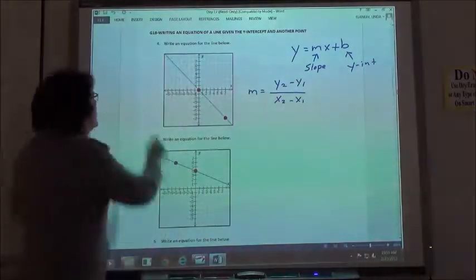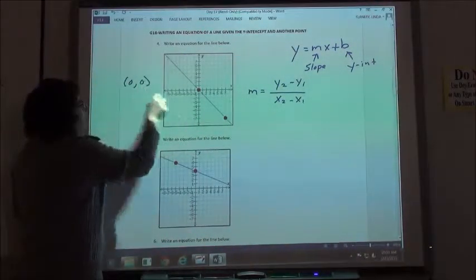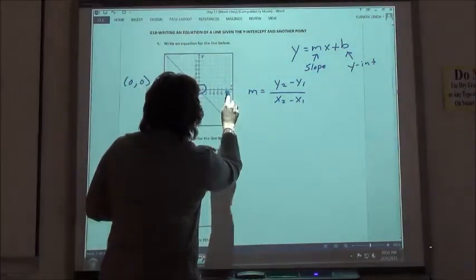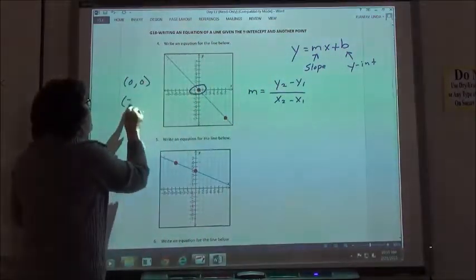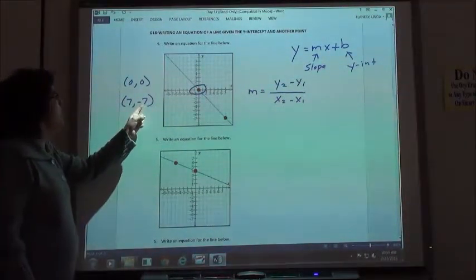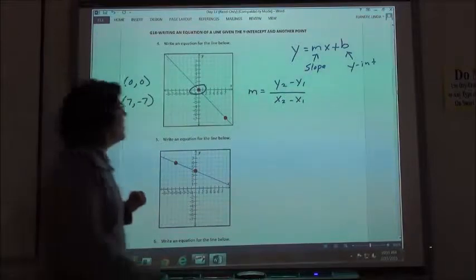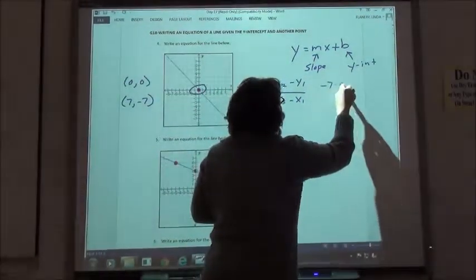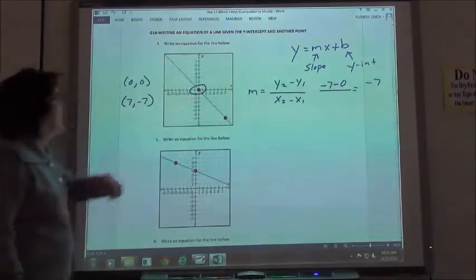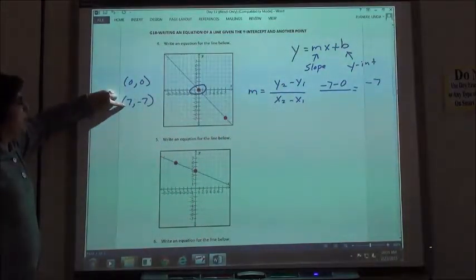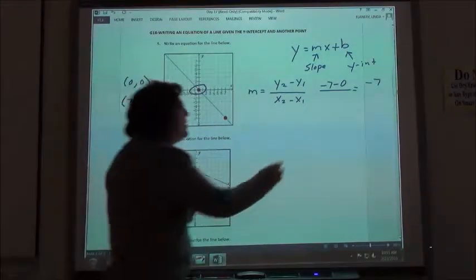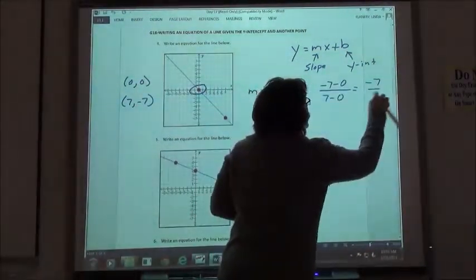So my points. This point here is at 0, 0. This point over here is at 7, negative 7. So the y value from point 2, negative 7, minus the y value from point 1. Negative 7 minus 0 is negative 7. The x value from point 2 minus the x value from point 1, so 7 minus 0. 7 minus 0 is 7.